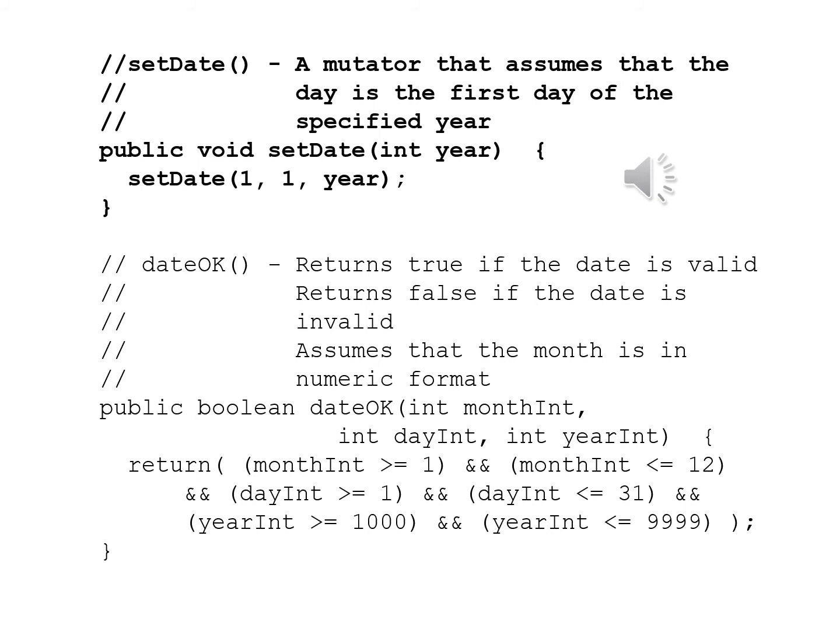Public void setDate(int year), and then we call setDate(1, 1, year). We make use of one of the previous two setDate versions to call this one. We now have dateOK. This is the version we saw before, where the month is given as an integer.